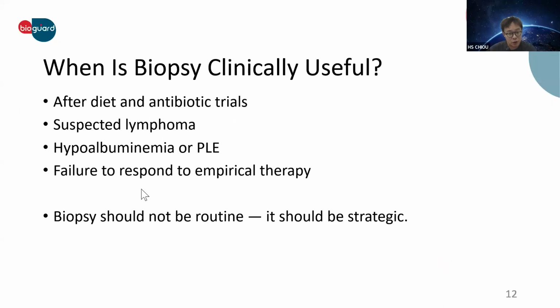When is biopsy clinically useful? Biopsy is not always necessary in early chronic GI disease. Many patients improve with diet modification or a short antimicrobial trial. If they respond, we may not need to scope at all. But biopsy becomes important when red flags appear, like if signs persist despite reasonable trials, if you suspect small cell lymphoma in cats, if hypoalbuminemia develops, or if the patient continues losing weight despite therapy.